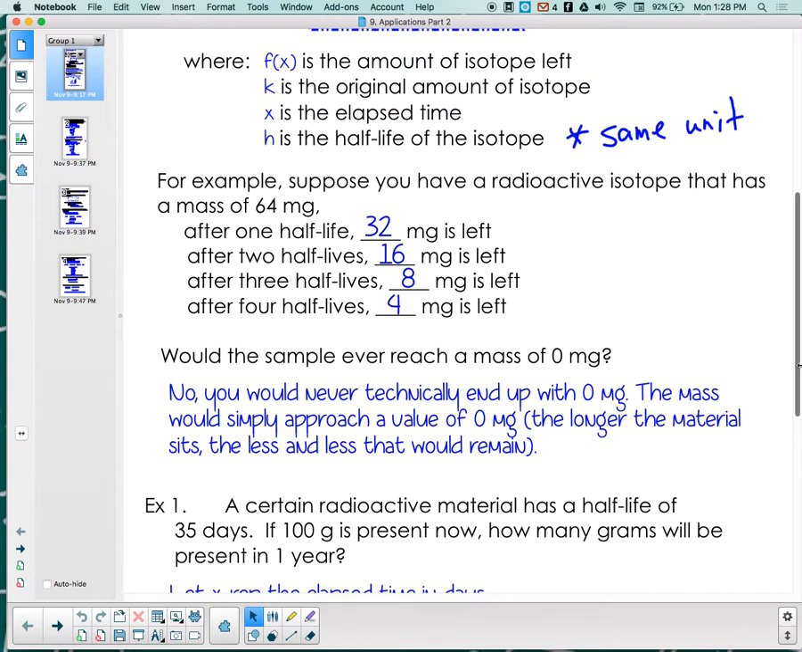Not to sound morbid, but this is how we decay. When we die and we're put in the ground, we decay.